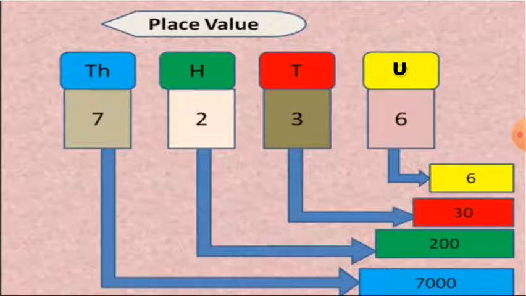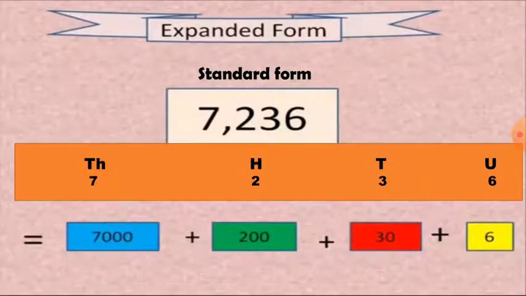Now how will we write it in expanded form? The number given here, 7236, is written in the standard form. It is called the standard form. First we will write the place values to make it clearer how to write the expanded form. 7 is at thousand place, 2 is at hundred place, 3 is at tens place and 6 is at unit place. We will start writing from the left side, which is the thousand place. 7 is at thousand place, so we write 7000.